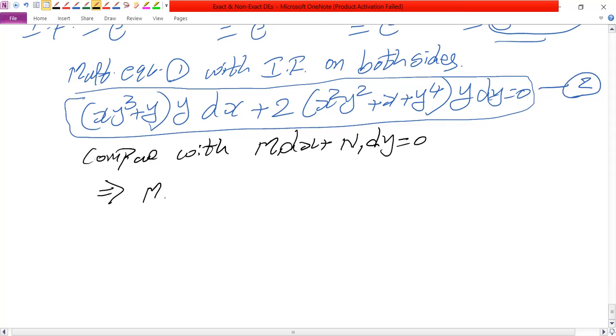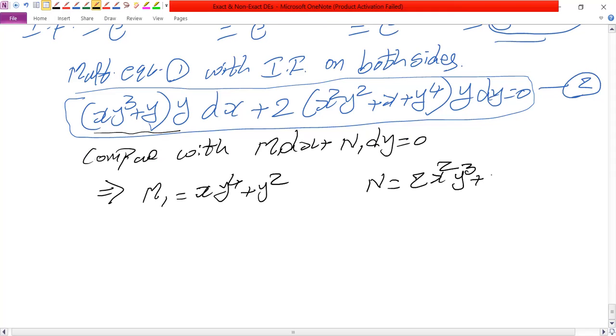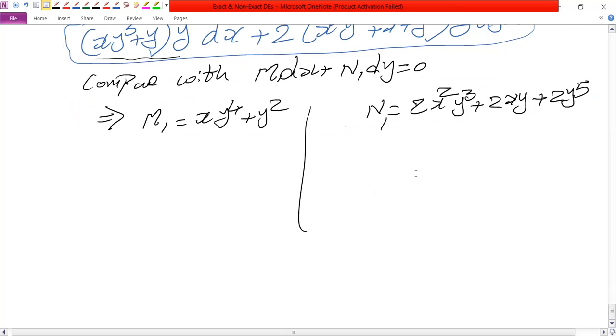Now here M1 equals, multiplying these two terms with y, we'll get xy power 4 plus y square. And N1 equals 2x square, multiplying these three terms with y, so 2x square y cube plus 2xy square plus 2 into y power 5. So this is N1. Now, we have to find dou M1 by dou y.